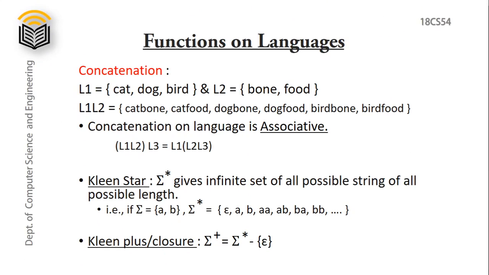Next, move on to concatenation. Consider two languages, L1 with cat, dog, bird, and L2 with bone and food. Now the concatenation of both results in cat bone, cat food, dog bone, and so on. Note that concatenation on languages is associative. L* is denoted by this symbol, and this gives an infinite set of all possible strings of all possible lengths. L+ is nothing but L* excluding epsilon.